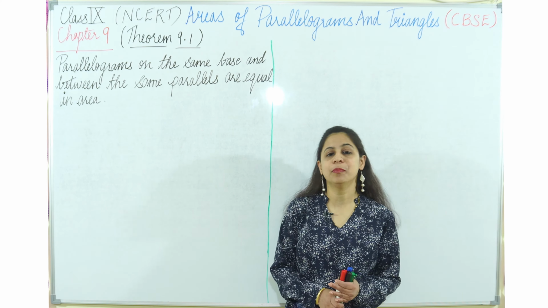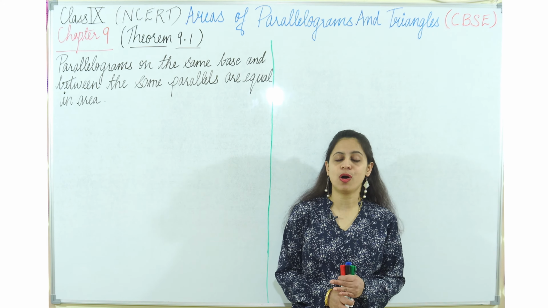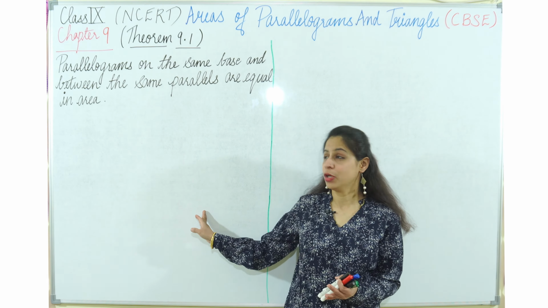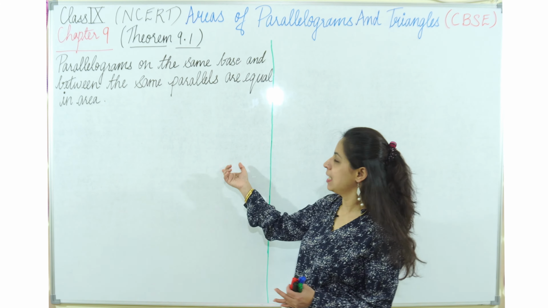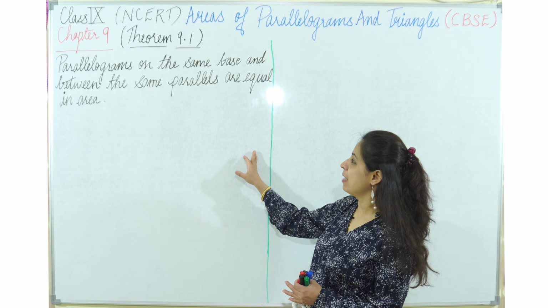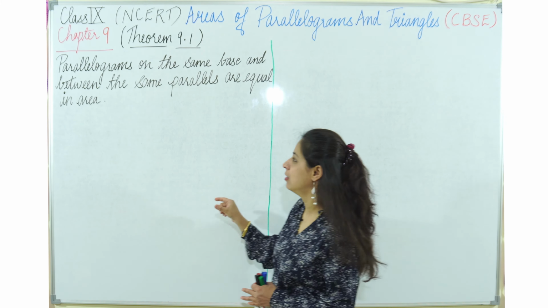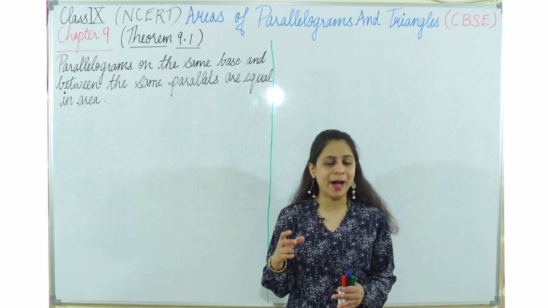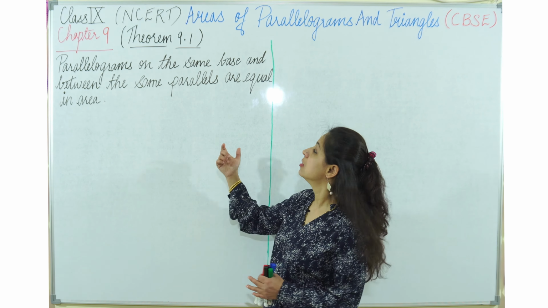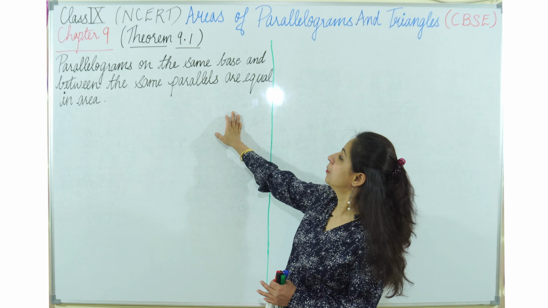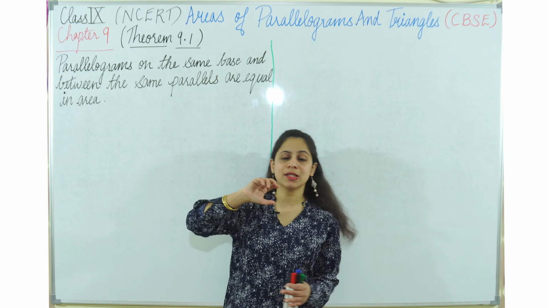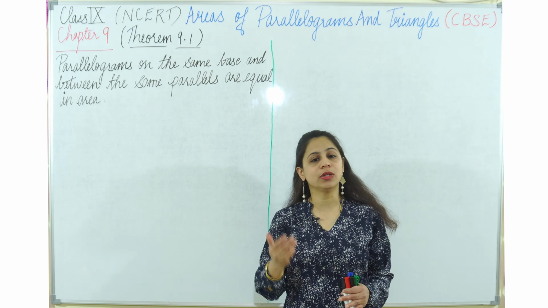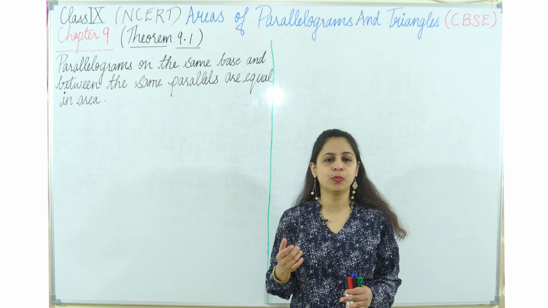So let us start with the proof of theorem 9.1 of chapter 9, class 9, CBSE NCERT. Theorem 9.1 says parallelograms on the same base and between the same parallels are equal in area. So we need to prove that two parallelograms lying on the same base and between the same parallels have equal area.